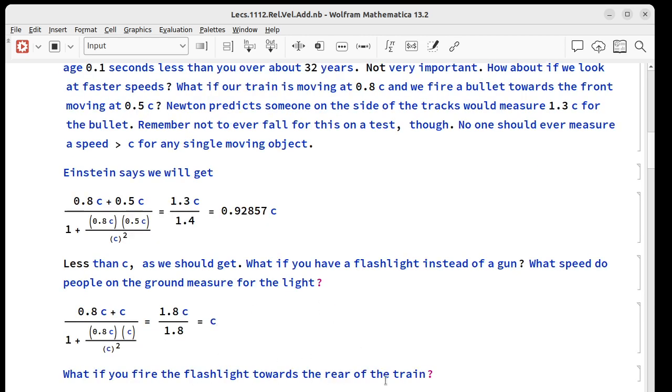On the other hand, what if you fire the flashlight towards the rear of the train? We still have the same value for the train speed. Now I put in negative c for the light coming out of the flashlight. Newton would say negative 0.2 c, but Einstein would then divide by 1 plus the product of these speeds. Einstein would get negative c. Again, it's moving at the speed of light, just backwards.